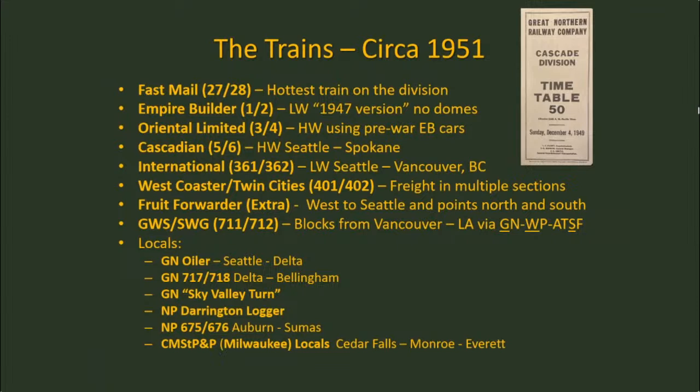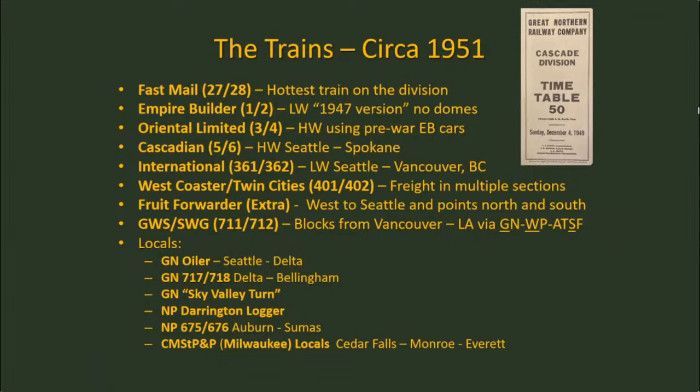The freights are the time freight, the West Coaster coming from the east, Twin Cities. It's a comparable train going to the east. Fruit forwarder, there was a lot of fruit just east of the Cascade Crest. And then not locals, but blocks that ran from Vancouver, BC, ultimately all the way down to Los Angeles. And those blocks and the trains that they ran in were called the GWS and the SWG, or the George Washington Special, or the SWIG. And the initials came from the Great Northern, its partner, the Western Pacific, and the Santa Fe, all set up to compete with UP and SP.